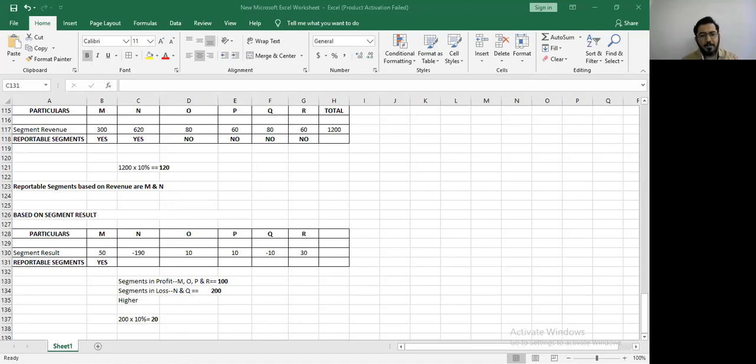Is segment N reportable? Yes, you need 20. We have 190 over here. I am again repeating: you will ignore the minus sign, be it gain or loss. Does it satisfy your 10% criteria? Yes, you will immediately report it.